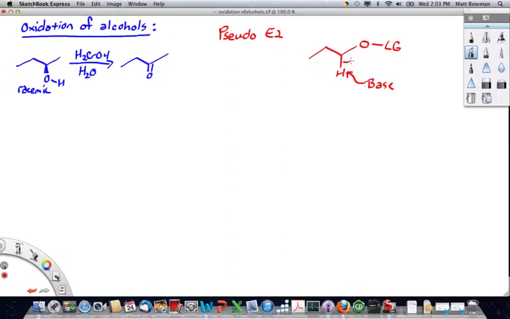And so the key step of the reaction is essentially some base coming in, taking this proton. These electrons go and form a pi bond between the carbon and the oxygen, and the electrons from the oxygen leaving group bond go onto the leaving group. That's the key part of the reaction. The rest of it is trying to set this up.